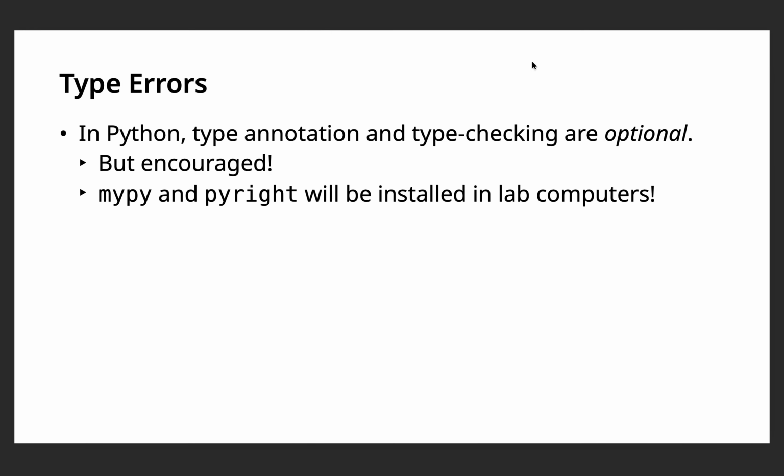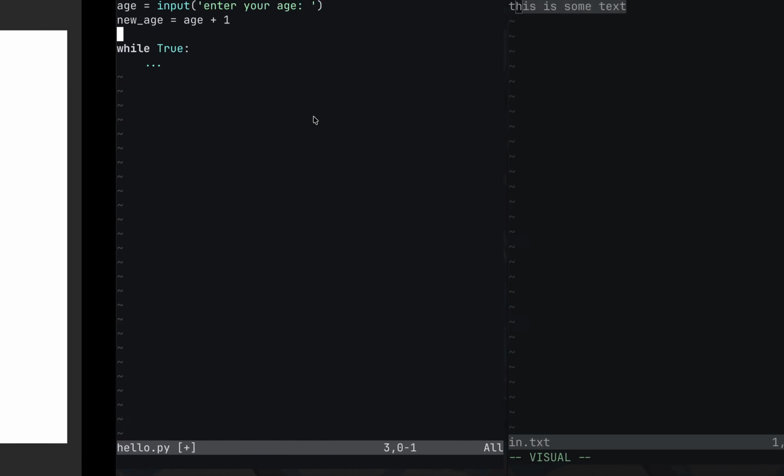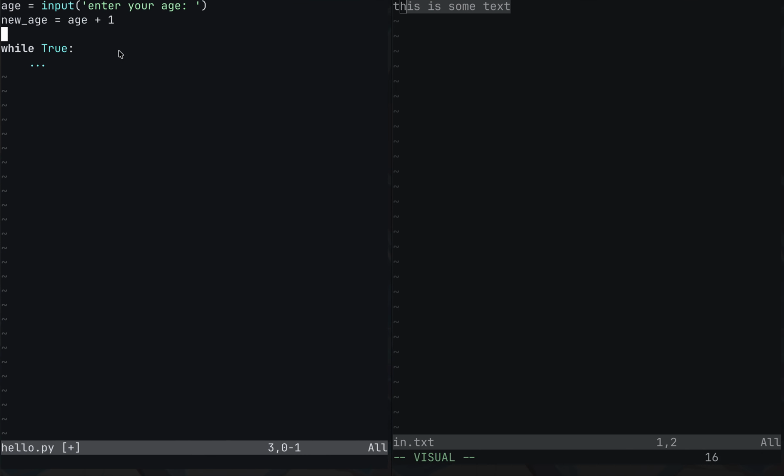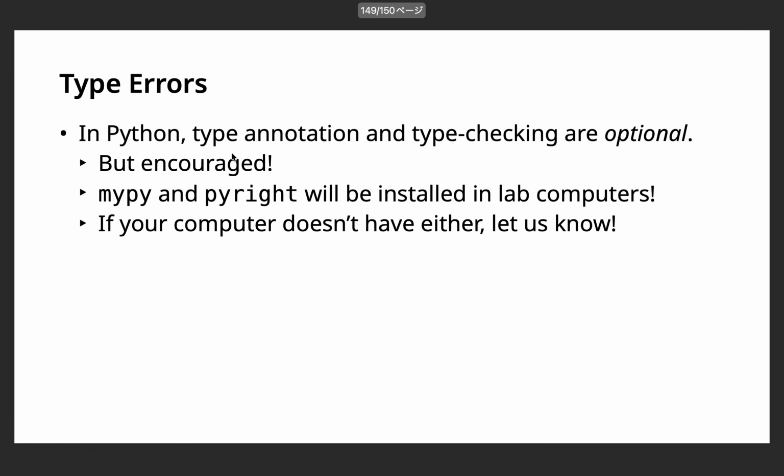So in the labs, you should have these tools, MyPy and Pyright, available to you. We do encourage you to use these tools as much as possible in order to make sure that your types do check out. So that's for types. For CS11, again, we won't strictly enforce using type hints, but we do strongly encourage it. So that will be the last topic for this lecture.